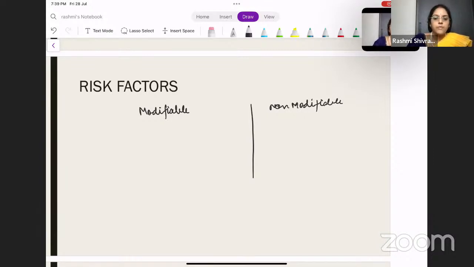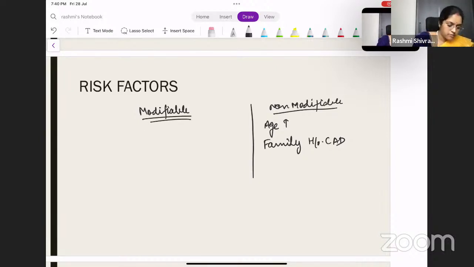So what are the non-modifiable risk factors that you think contribute to ischemic heart disease? As the person's age increases, the person is more prone to ischemic heart disease because the atherosclerotic process happens more during older age. So among non-modifiable factors, the first one is age. Then if you have a family history of ischemic heart disease or coronary artery disease, all these are non-modifiable risk factors.